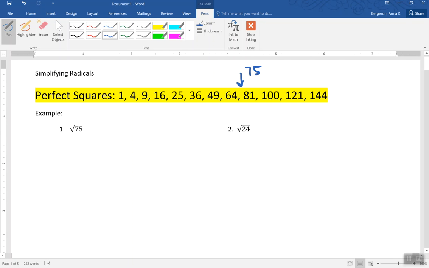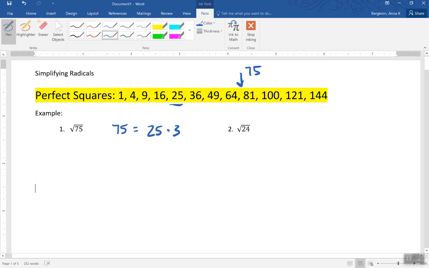So if I do 75 divided by 64, I would get a decimal, so it's not 64. If I do 75 divided by 49, I would get a decimal, so it's not 49. If I do 75 divided by 36, I get a decimal, so it's when I get to 75 divided by 25 that I get a number that's not a decimal. So my largest perfect square is 25, because it tells me that 75 is 25 times 3.